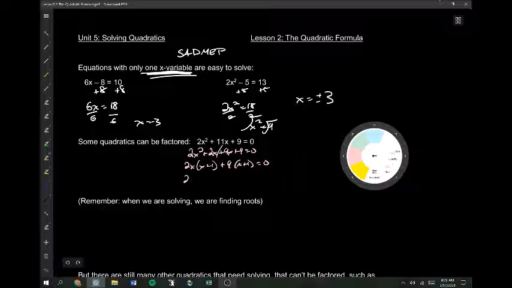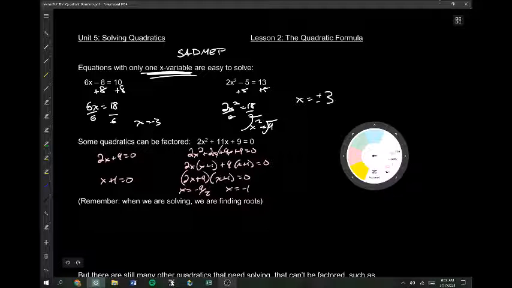So this becomes 2x plus 9 times x plus 1, which means that my solutions are going to be x equals -1 or x equals -9 over 2. You just take your two bubbles and set them equal to 0 and solve. So if the equation can be factored, solving is pretty straightforward.